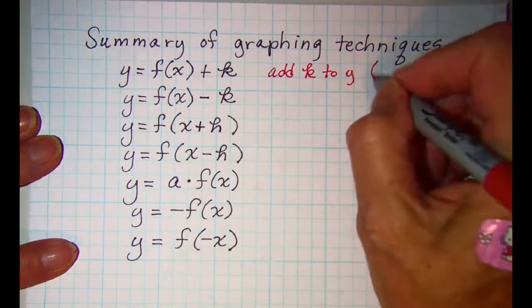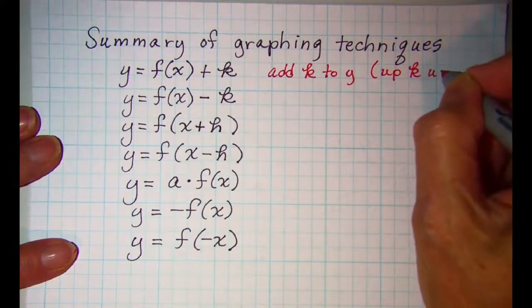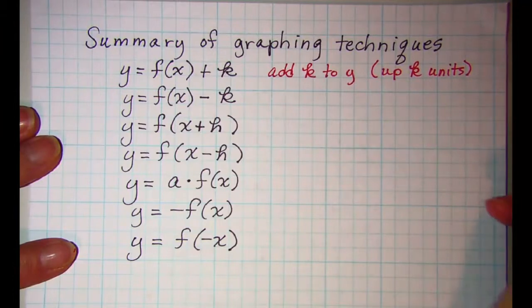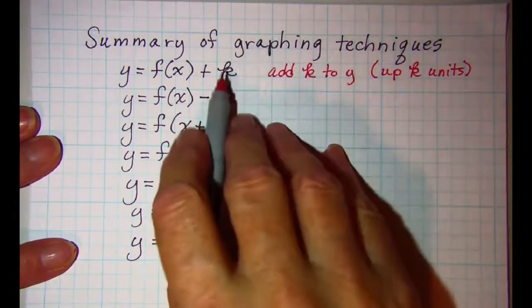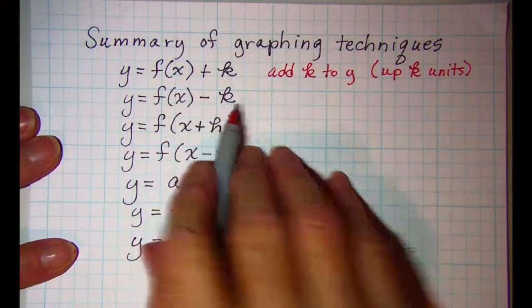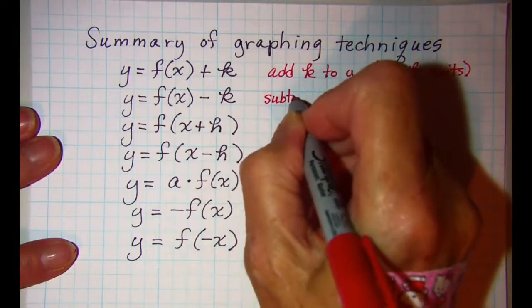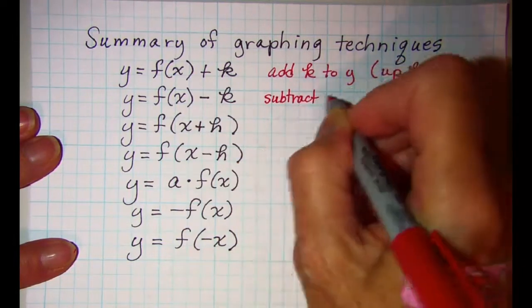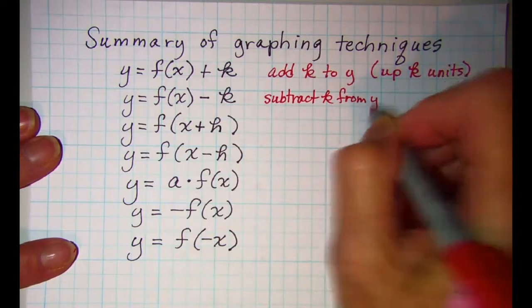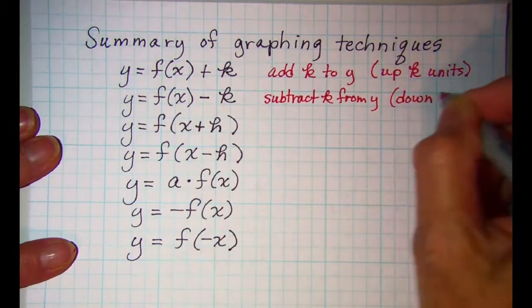Or move up k units. When we have f of x minus k, we're subtracting k from y, or move down k units.